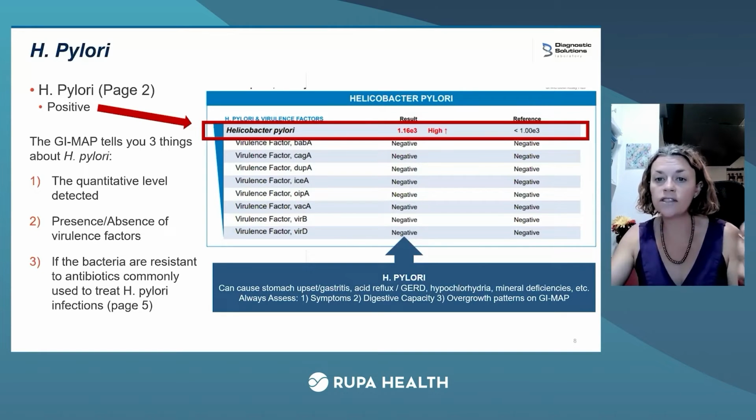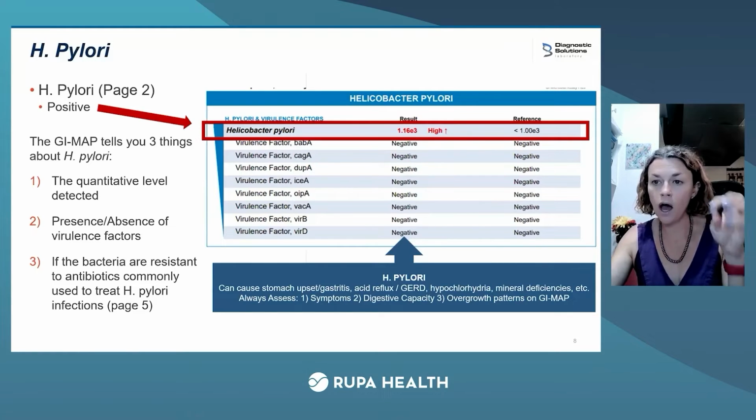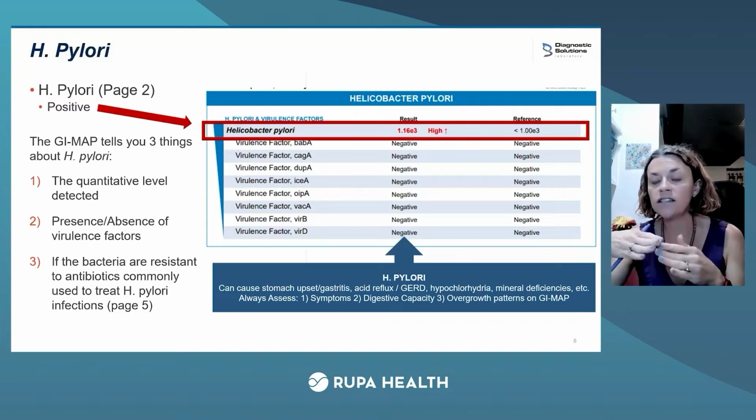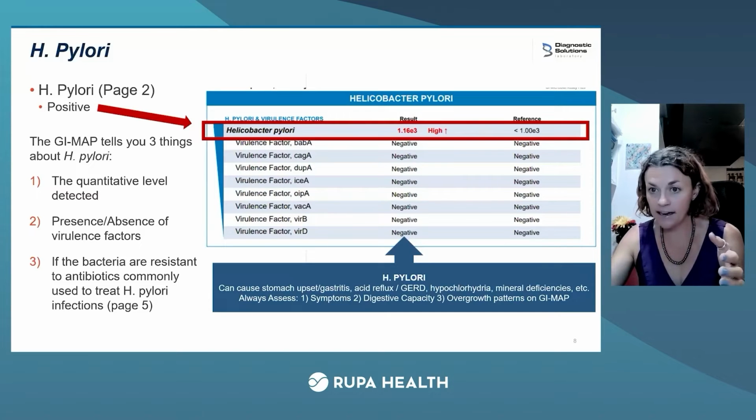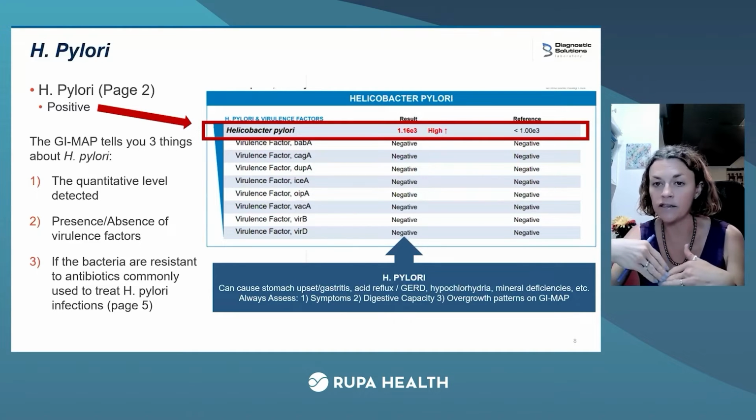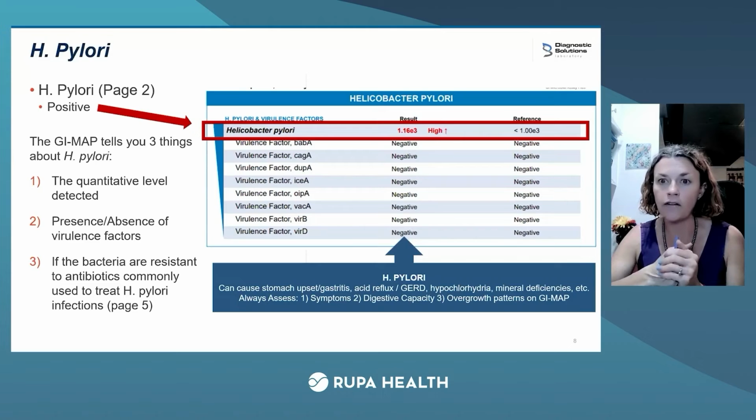So if you see any result between 100 and 1,000 at that E2 level, you will see H. pylori detected. You will see a number reported, but it will not be flagged high if it's below 1,000. And that's where we get a lot of our questions, in that kind of equivocal range.